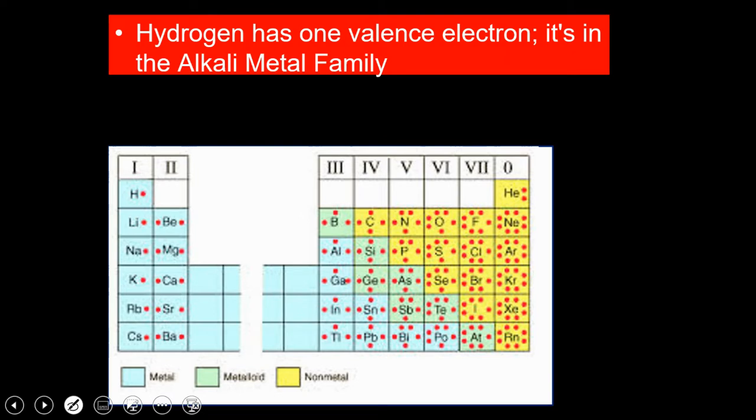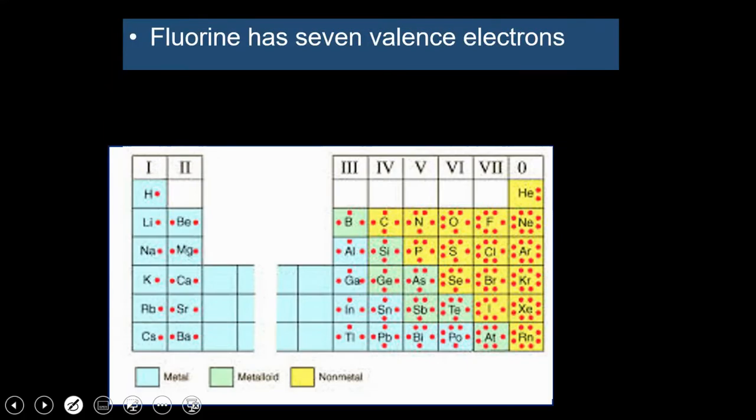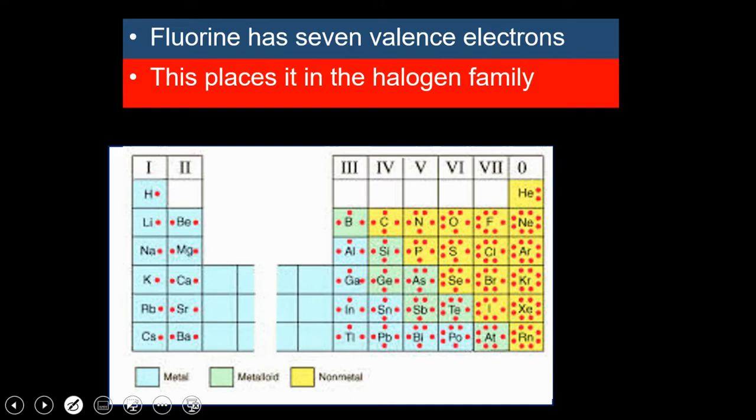All right, let's talk about hydrogen family. Hydrogen has one valence electron, so it's in the alkali metal family because it's in group 1. However, with hydrogen, it's kind of a lone bird, okay? It's not really a metal, it's a gas, but it's over there because it has one valence electron. So all the other elements in this family, like lithium and sodium, for example, have one valence electron.